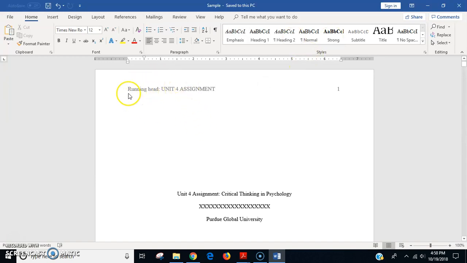Running head. It comes out exactly like that. Running head, colon, all cap title. The title cannot be more than 50 characters, and it has to be your title. Okay, it can't be something else. So it has to be part of your title. Notice it says Unit 4 assignment, Unit 4 assignment. It's the same title. It's just truncated because it wouldn't fit all of it.